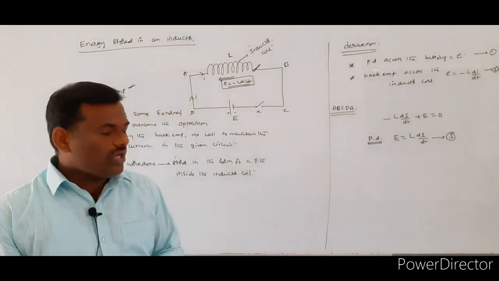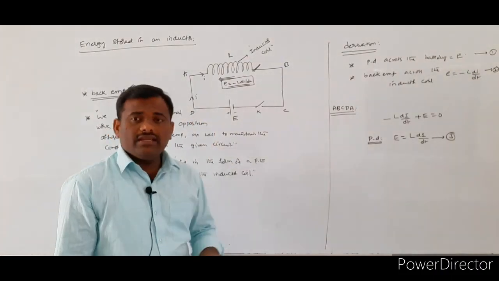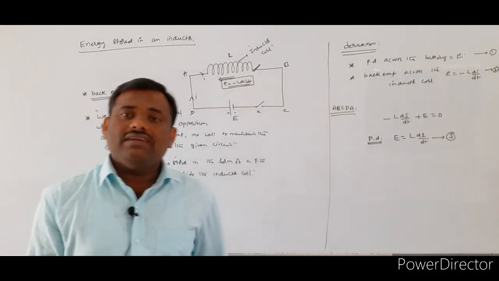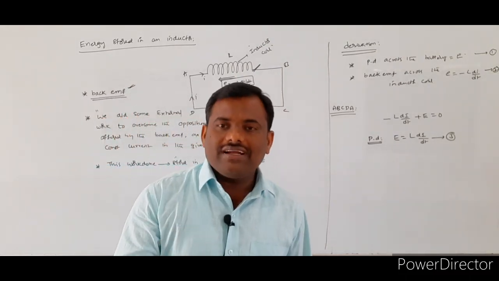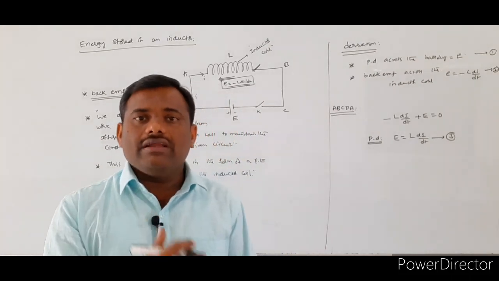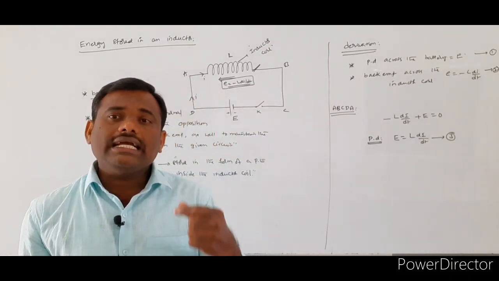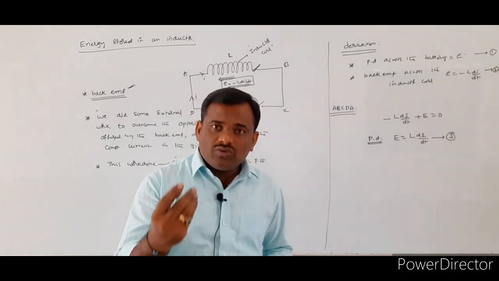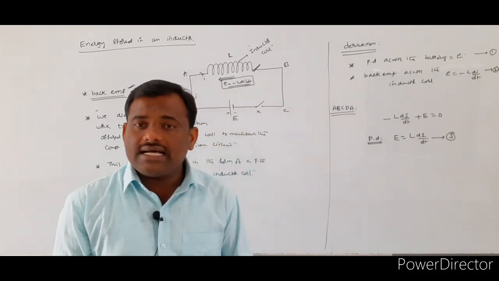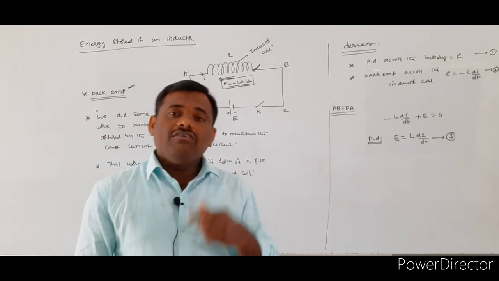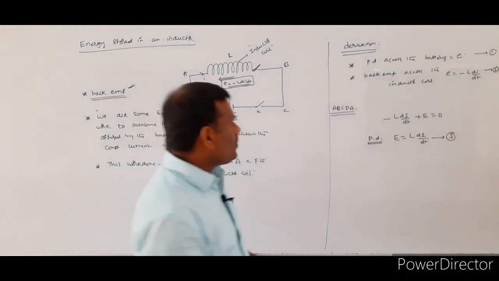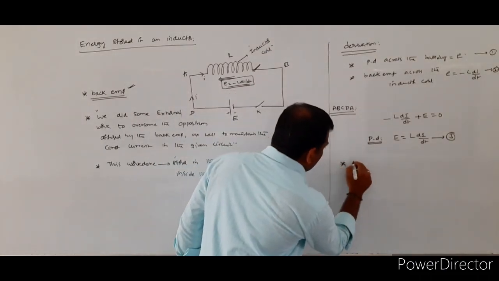Now, again, what is the role of the back EMF? It opposes the further increase in the current. So if I want to send a small amount of electrical current, for that we have to do some external work. So I know the basic formula for the work done.